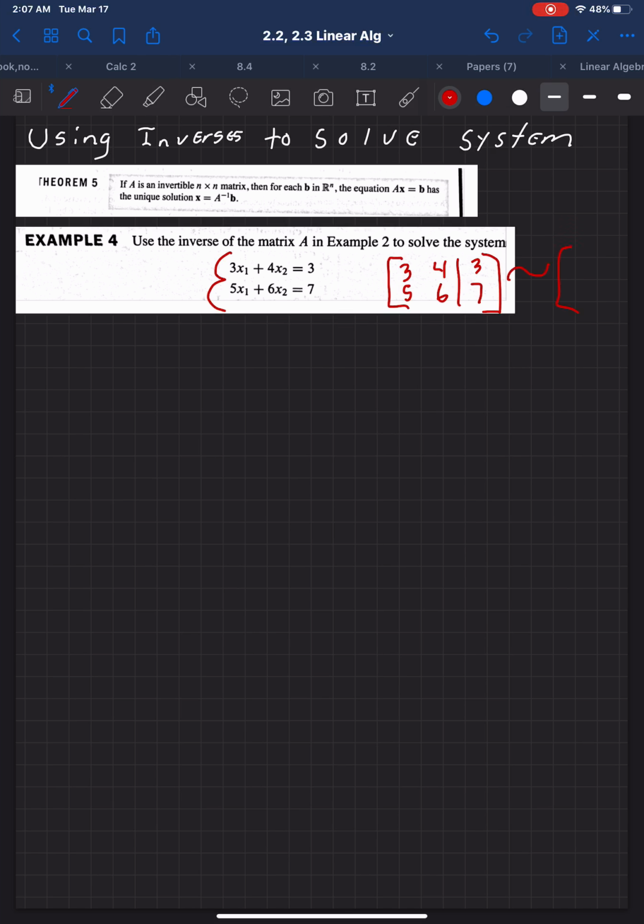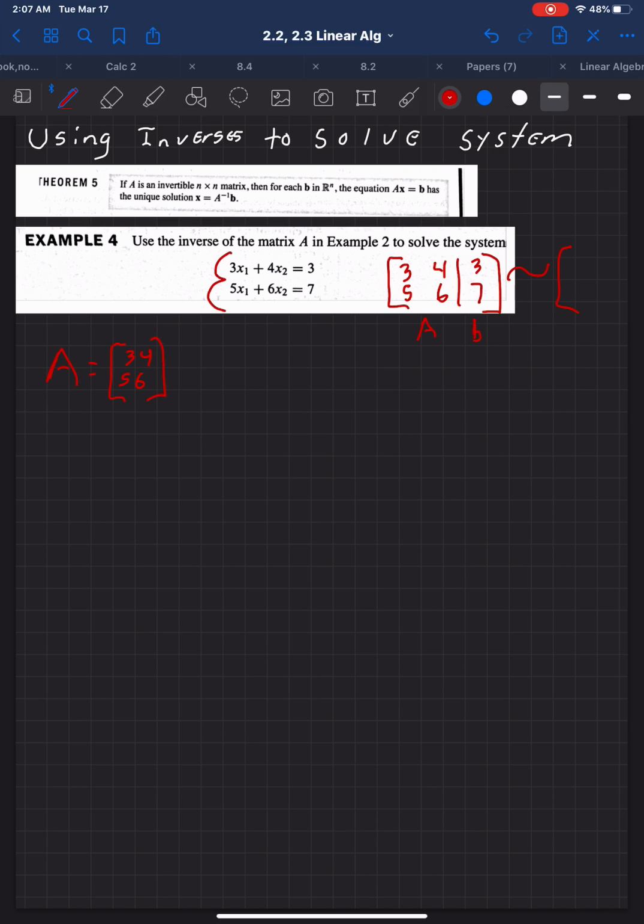Okay. Well, what about if you want to use the inverse of A? Or maybe let's start with what the heck is A in this problem? Well, we think of A as being the coefficient matrix, and we think of B as being that last column, that vector column in the process. So in this case, A is just simply a 2 by 2 matrix, 3, 4, 5, 6.